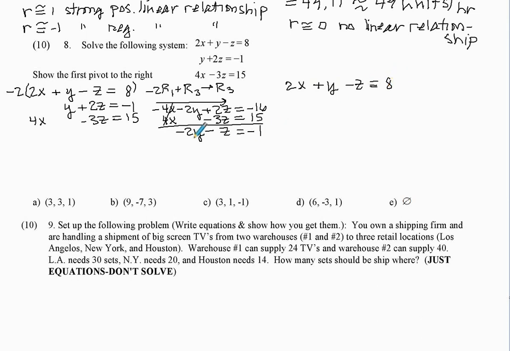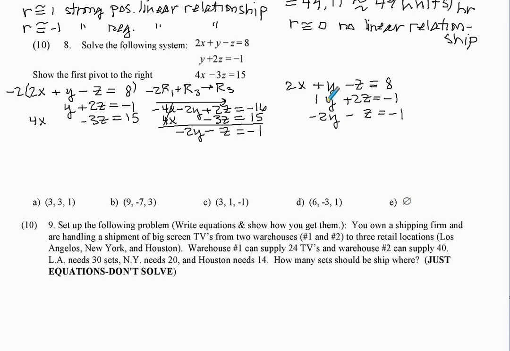Second equation stays the same, y plus 2z, so y plus 2z equals -1. And now our new third equation here: -2y minus z is -1. So now our pivot is the y here, and we want to use that y to cancel out this -2y. So remember, this is 1y, and so the 1 is our pivot.